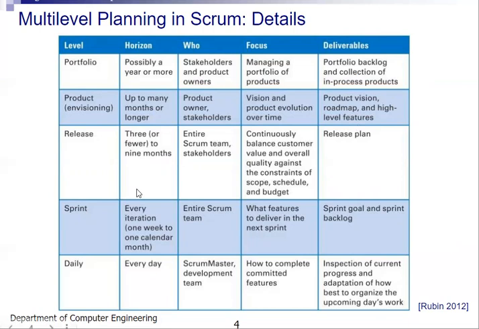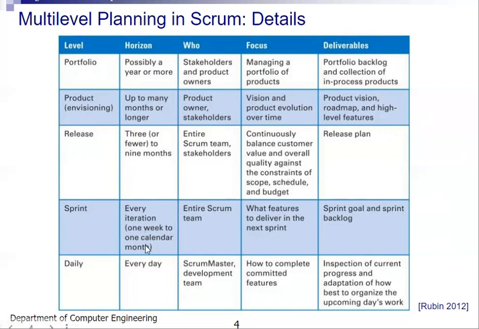Then release, 3 or fewer to 9 months. Okay, इतना release हो सकता है, right? Entire Scrum team and stakeholders continuously balance customer value and overall quality against the constraints of scope, budget, and schedule, right? Release frequent release क्यों चाहिए? Because continuously आपको feedback समझ में आता है whether the customer is satisfied or not. So that brings the customer value, and the deliverables are released now.